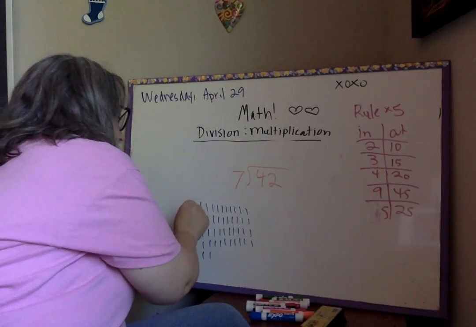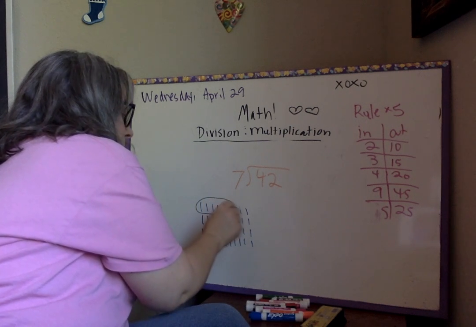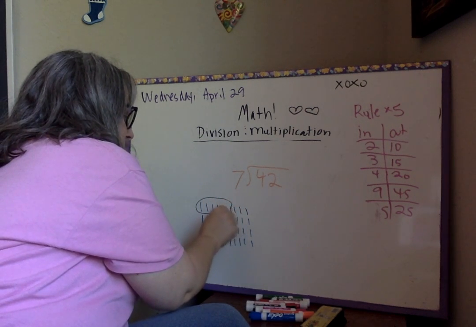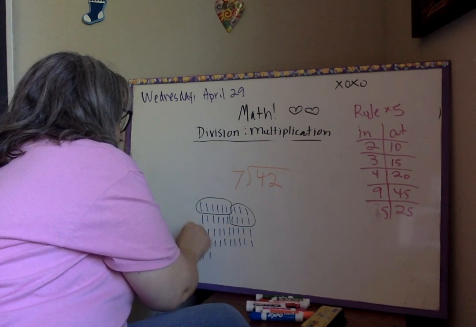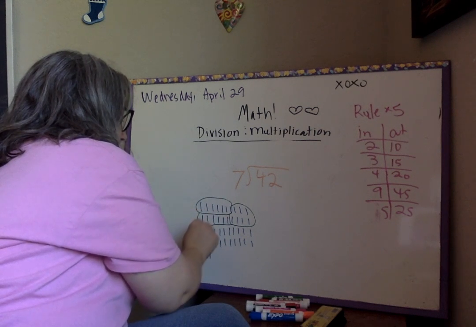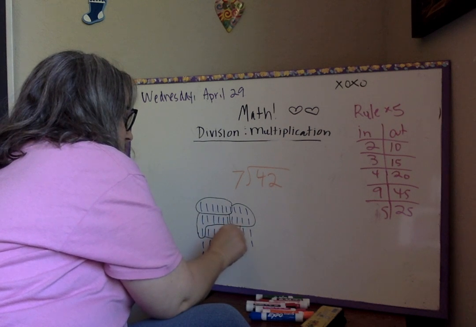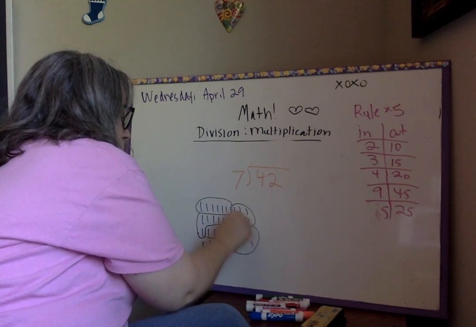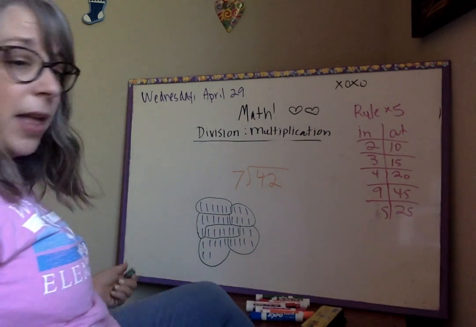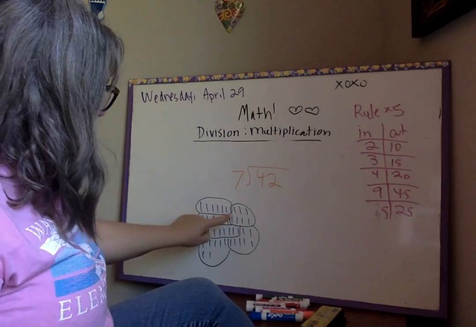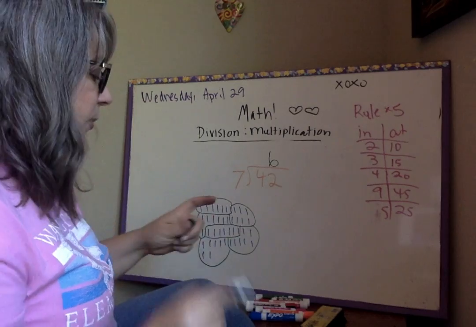So let's sort them out. 1, 2, 3, 4, 5, 6, 7. There's one group. Here's a second group, a third group, another group, and another group. Well, how many groups do we have? We have 1, 2, 3, 4, 5, 6. All right. So we're going to put our 6 over the 2.